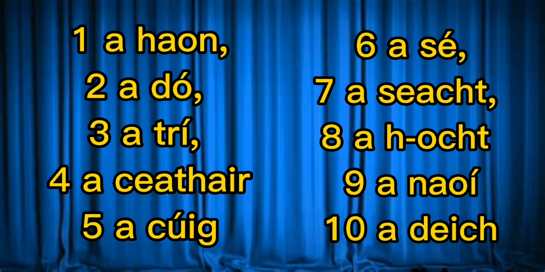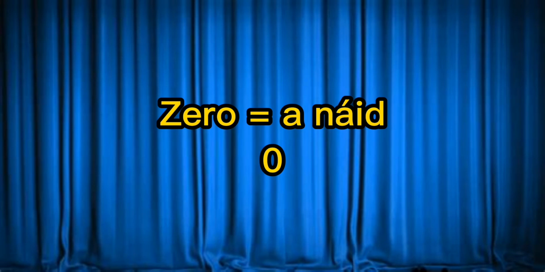Number 7 is a seacht. Number 8 is a hocht. Number 9 is a naoi. And number 10 is a deich. Just a quick interjection here as well to say that 0 in Irish is a náid.